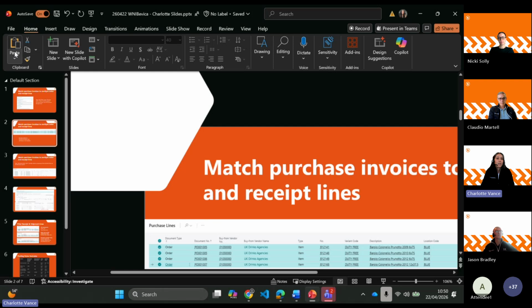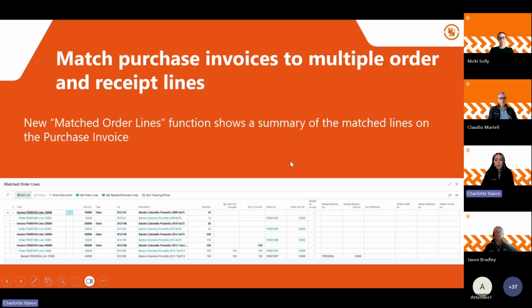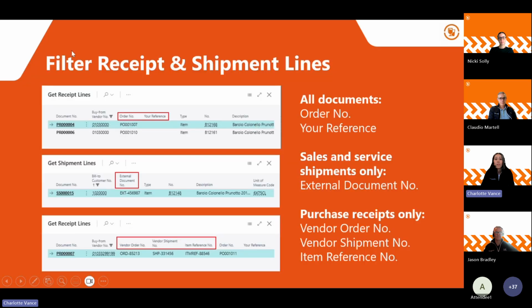They've also added some features around this. So this was just some screenshots of what I've just gone through there, so we won't do that again. They've added some extra filtering on receipt and shipment lines. So on all documents, you can now filter by your order number or your reference field. On sales and service shipments, they've added external document number, which is quite nice to be able to filter by. And on purchase receipts, we can filter by the vendor order number, vendor shipment number, or the item reference number, which just makes that visibility easier to navigate and work through what we need to.